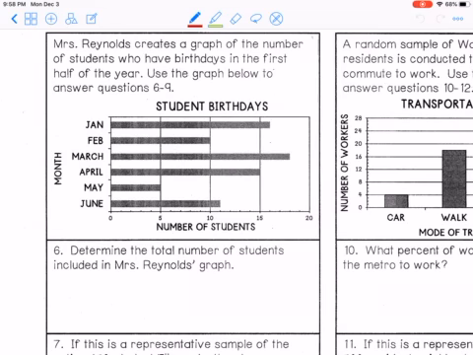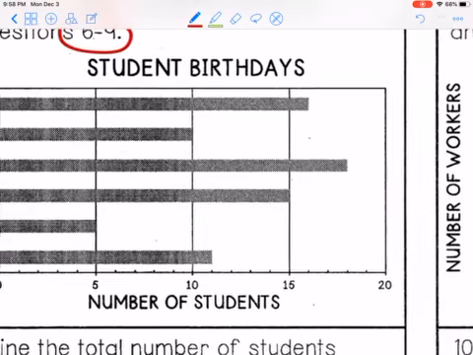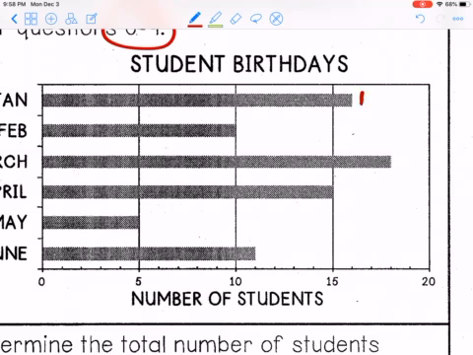So then in the second page, we have Mr. Reynolds creates a graph of the numbers of students who have birthdays in the first half of the year. Use the graph below to answer the questions. And this graph is going to pertain to questions 6 through 9. So everything on the left side. So again, one of the things that I like to do is to number these already so I don't have to keep looking. So that's 16, that's 10, that's 18, that's 15, that's 5 and 11.